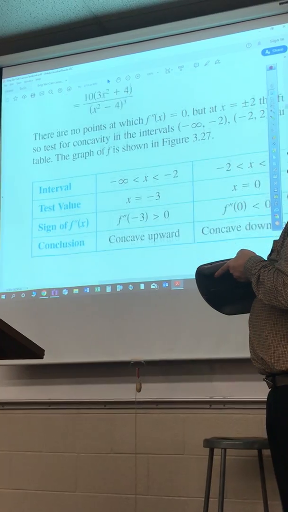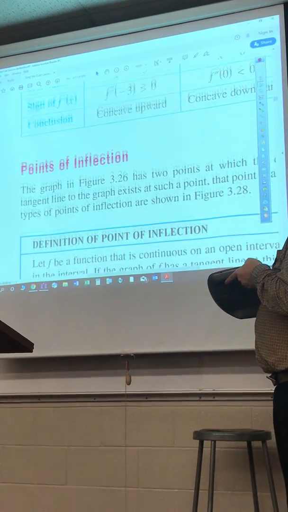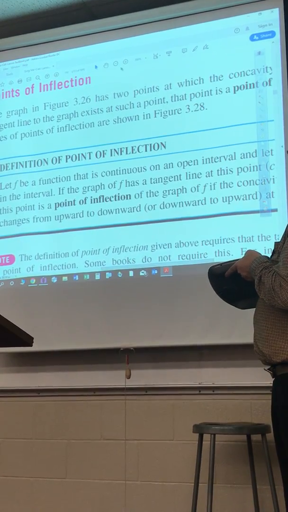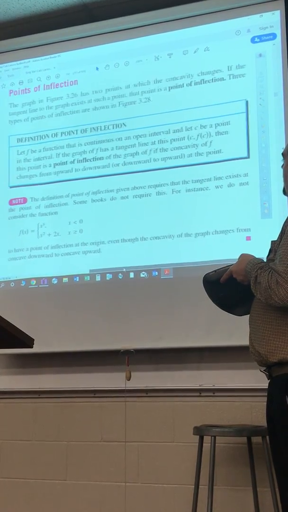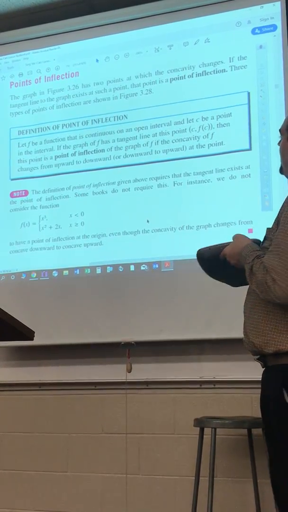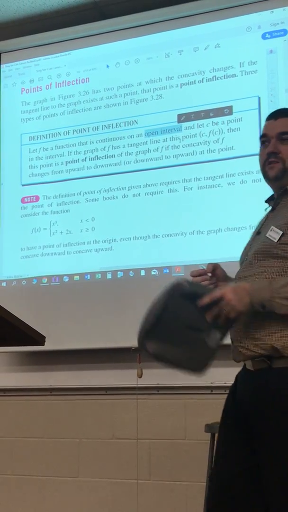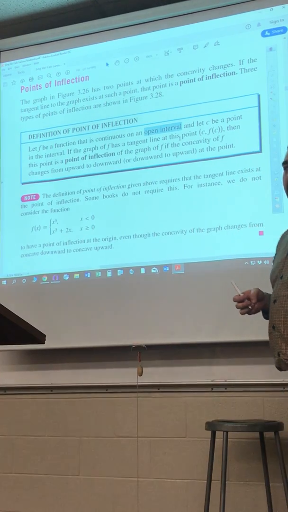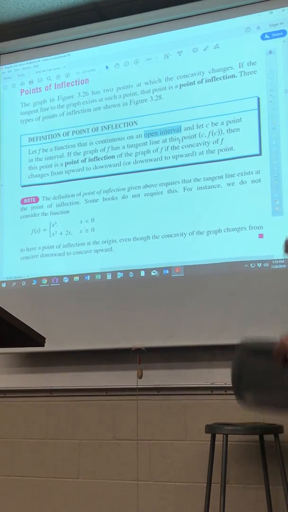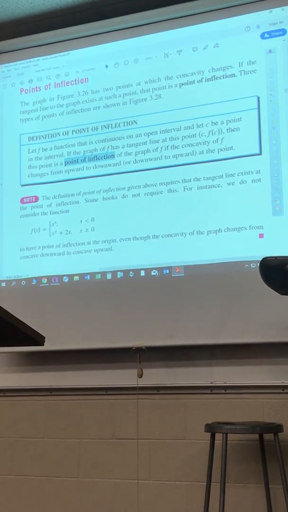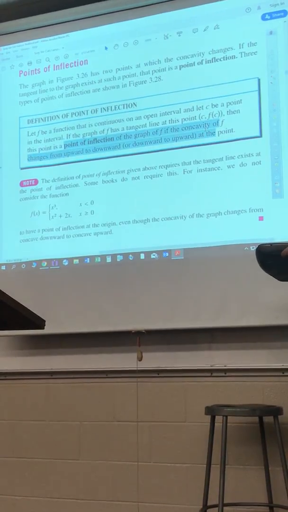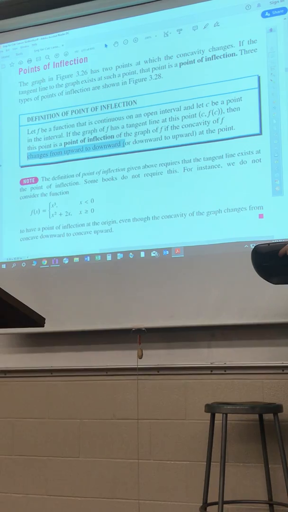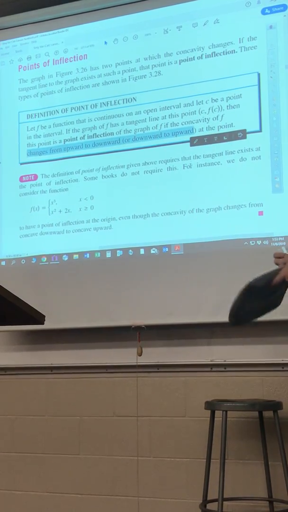Okay, here it is. Points of inflection. Lots of stuff going on there. Basically, what are we saying here? Open interval. Has that been a source of problems for some people? Open intervals, not closed. Point of inflection if the what now? If the concavity, what does it say here? Changes from upward to downward or downward to upward.